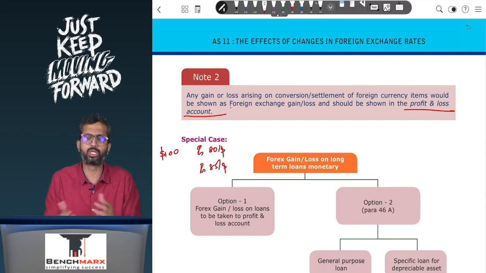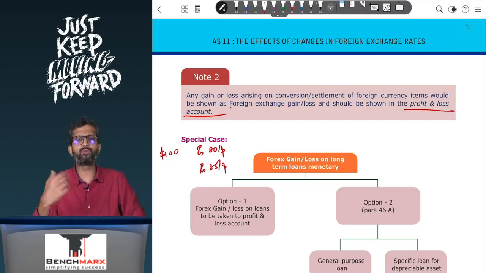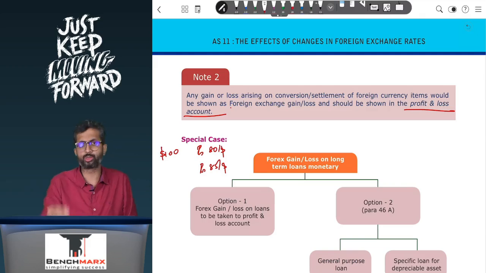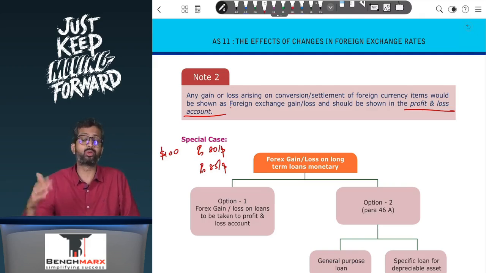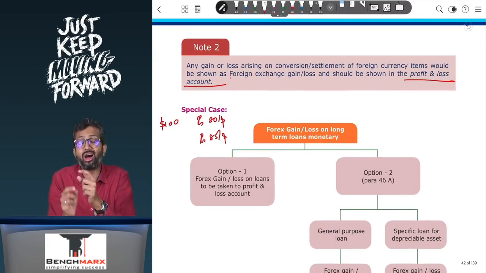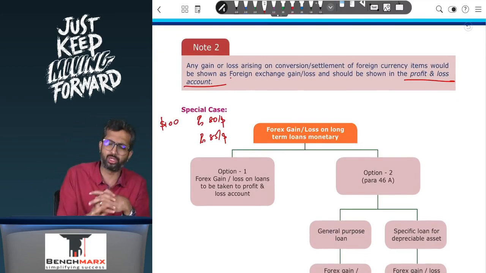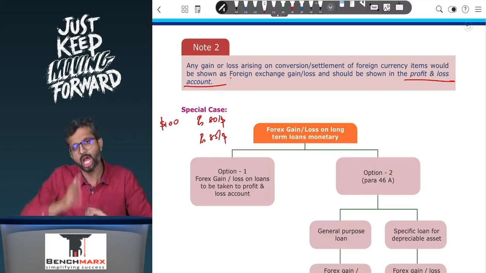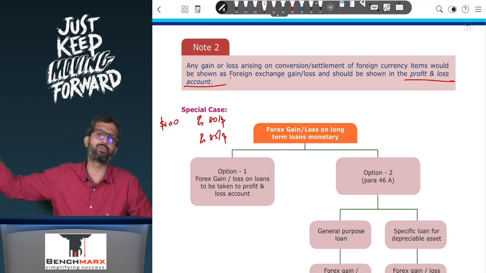Second possibility over here is that the loan may be attributable to a specific fixed asset. Again, if you decide the default choice, we will say loan is, whether it is for fixed asset or anything, if it is a loan, then the gain or loss will go to the PNL. However, if you decide to take the option under para 46 or 46A, then you are allowed to capitalize the foreign exchange differences along with the fixed asset, which will be spread off in the ratio of depreciation.